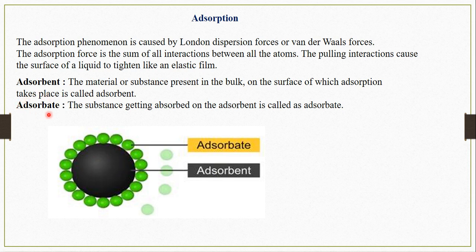So what is the adsorbate? The substance getting adsorbed on the adsorbent is called the adsorbate. This green color is the adsorbate, which gets adsorbed or attached on the surface of the adsorbent.